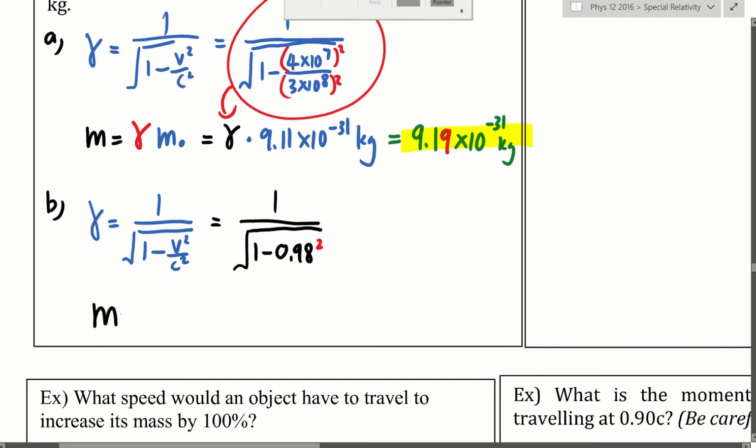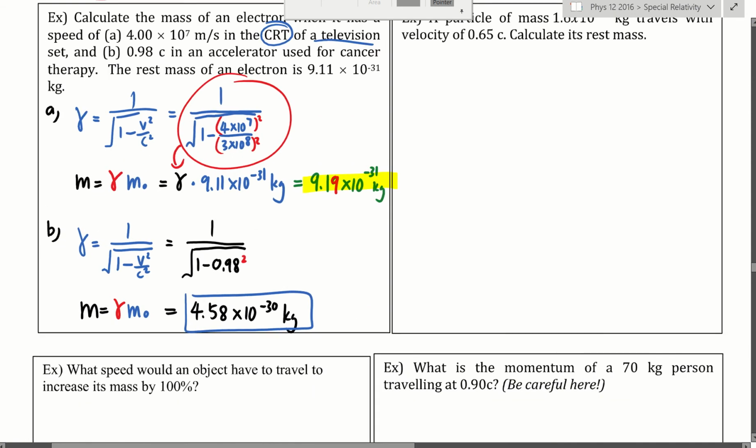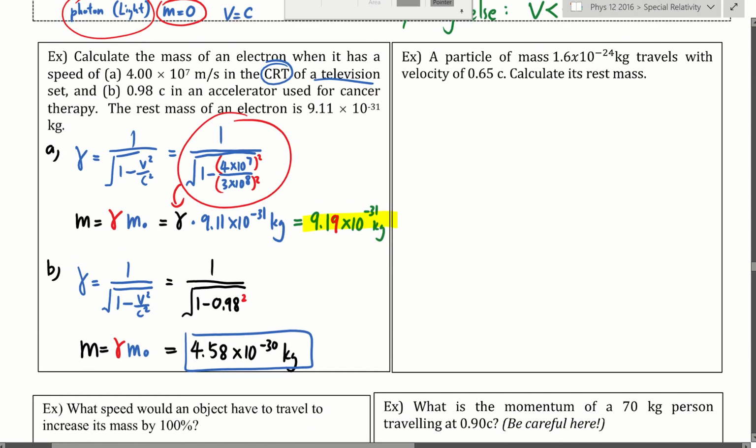And then we're going to get the mass: gamma factor times rest mass again, and the mass of the electron is the same. If you go through this calculation, you can get 4.58 times 10 to the negative 30 kilogram. Okay, so a lot heavier, 10 times heavier. All right, so that's 98% of the speed of light.